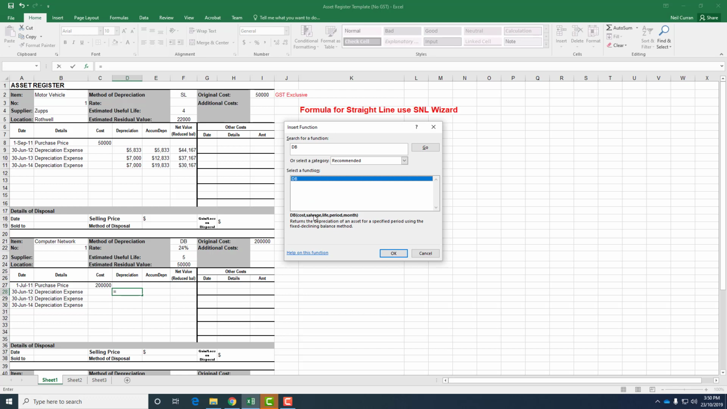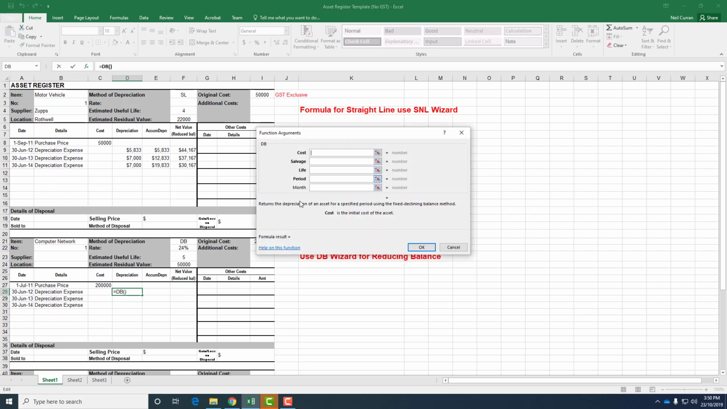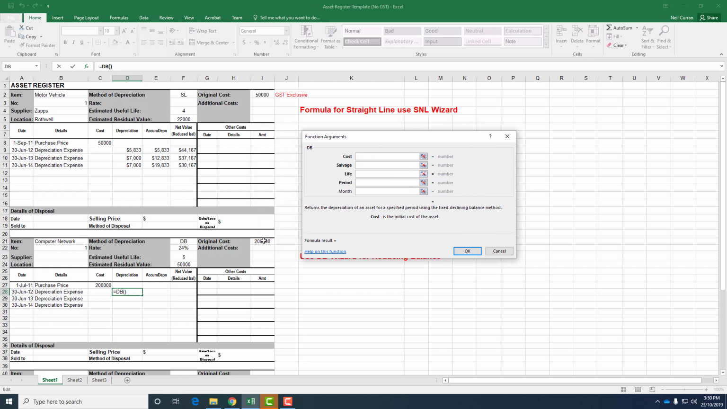So you've got your cost, your salvage, life, your period, and your actual months. Now the period basically relates to what period in time you actually owned it for. So is it the first year that you actually owned it? So we're going to put 1, and the month reflects how many months you actually owned it for. So, using the wizard again, click on the cost, click on the salvage, or the residual value, click on the life, and then click on the period. Now since this is the first year that we actually own it, we are going to put number 1, and we actually own it for the full 12 months.